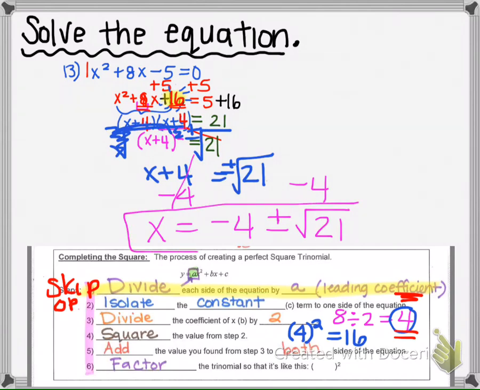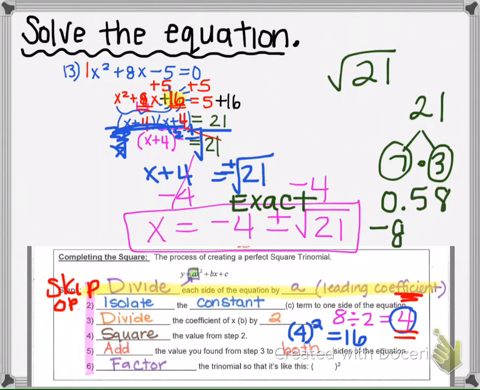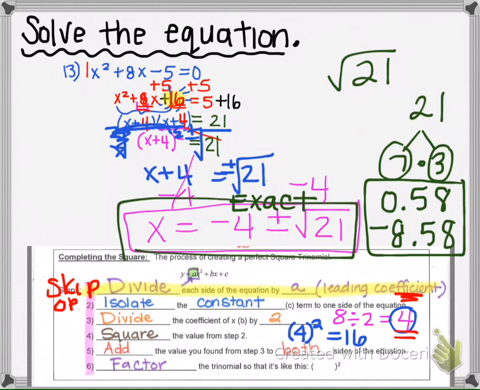Okay, so then before we circle our answer and say we're done, we just need to make sure that the square root of 21 can't be simplified. And if I make a factor tree here, there is no perfect square number that goes into 21, so it is as simplified as possible. So this is our exact answer. And then go ahead and put that answer into your calculator and make sure you get to the hundredths place. 58 hundredths and -8.58. So this would be your approximate answer, and this is your exact answer.